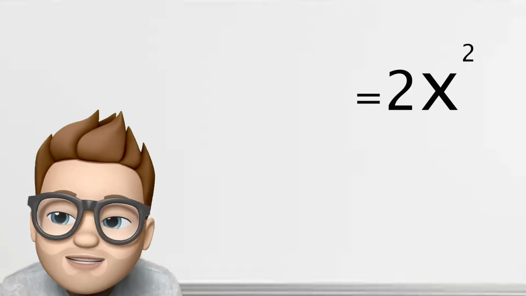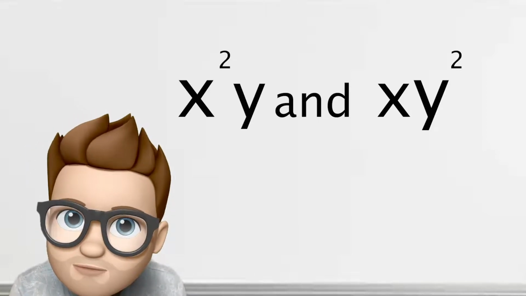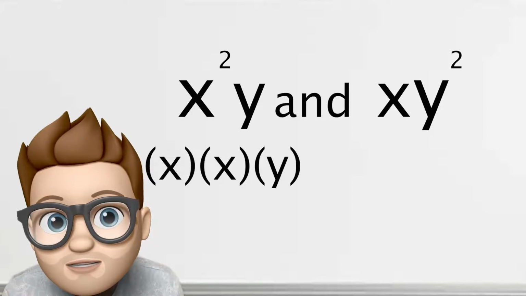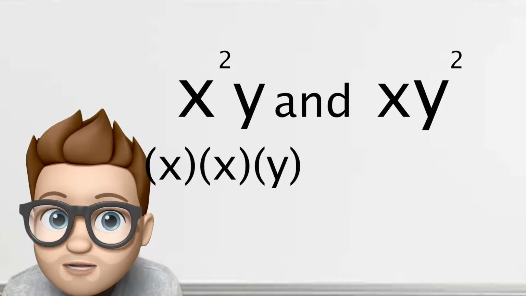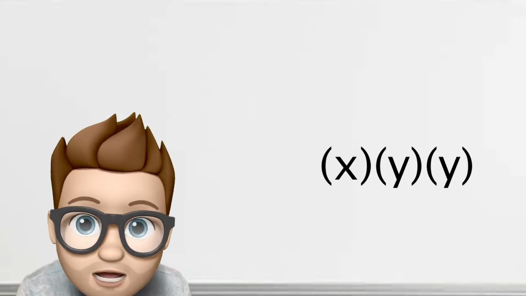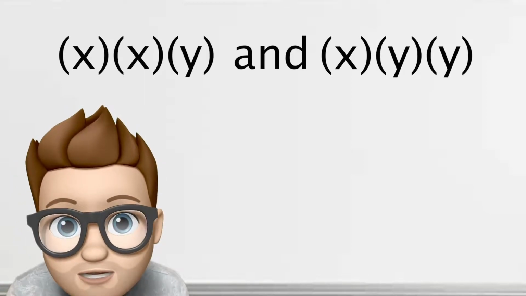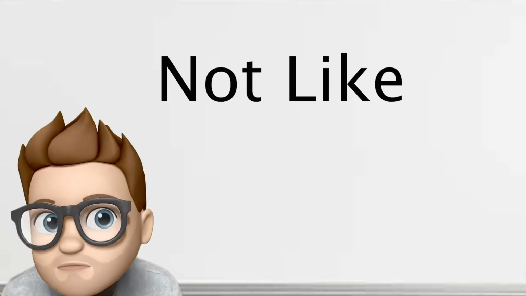Now, what about something like this? What if I had x squared y and xy squared? The first thing we're going to want to do is break it apart. The first thing is x times y, whereas the other one is x times y times y. So it's not the same, because one has an x and 2 y's, and one has 2 x's and a y. Different. Not like terms. Can't add them. Don't try it.